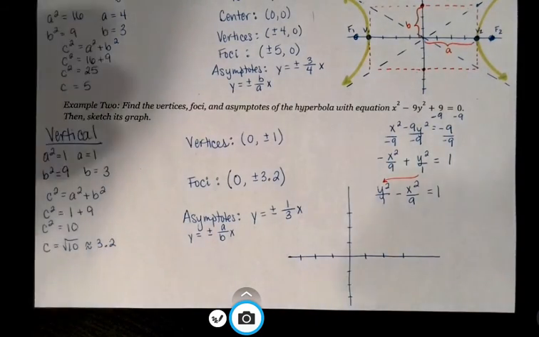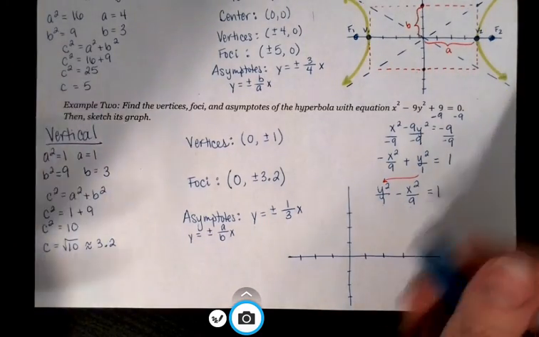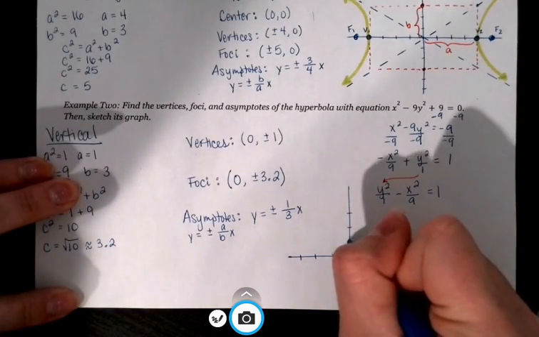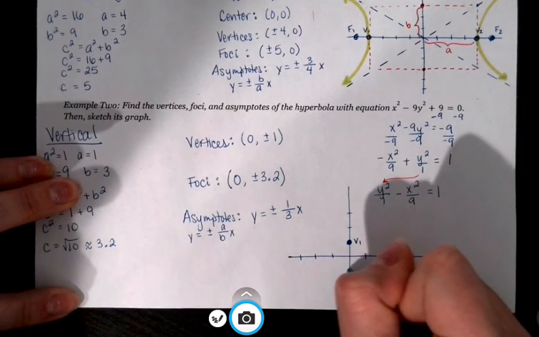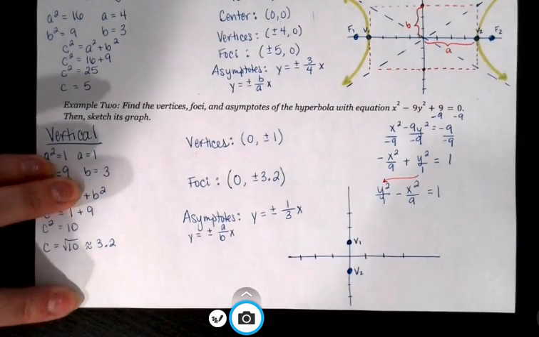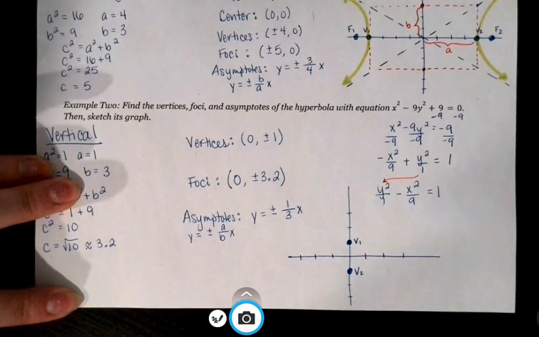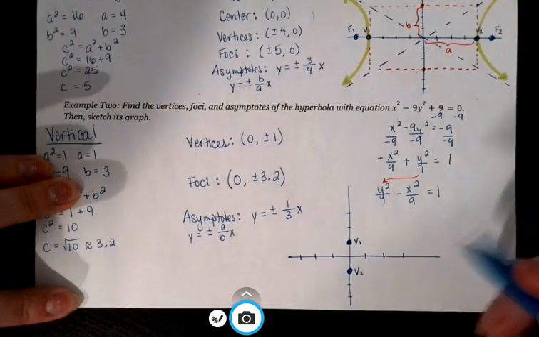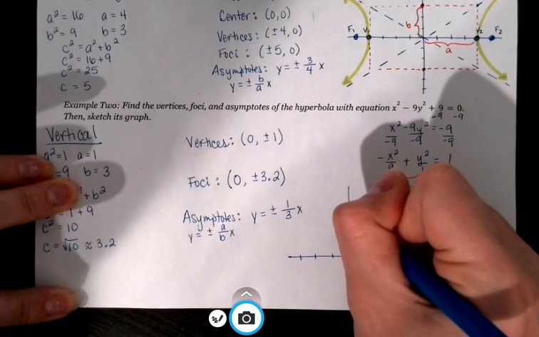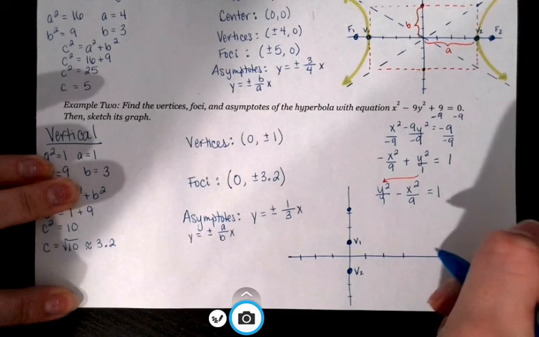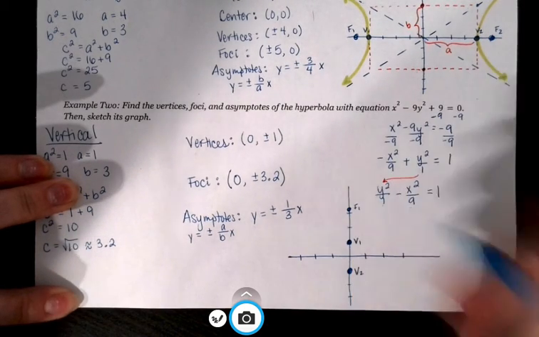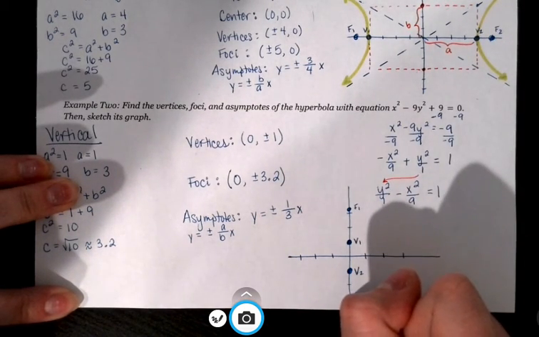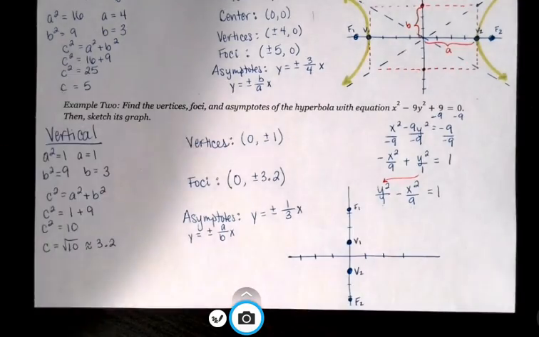I'm going to start by graphing my vertices. So 0, positive 1 is here, and then 0, negative 1 is here. My foci, 0, 3.2, I'm going to put right above 3. So this would be one foci. That would be my other foci.